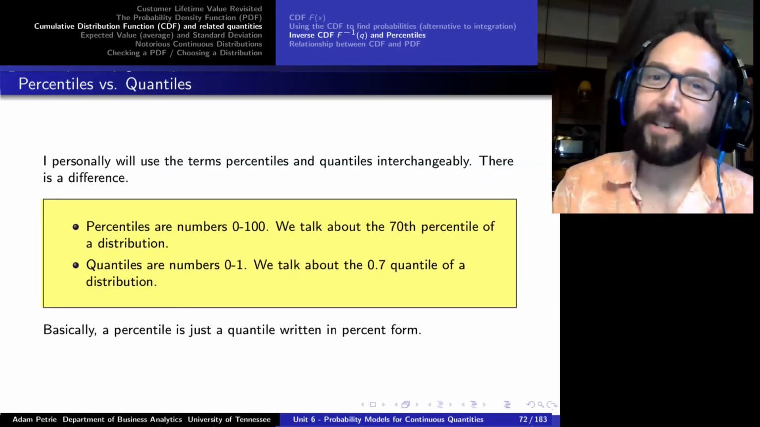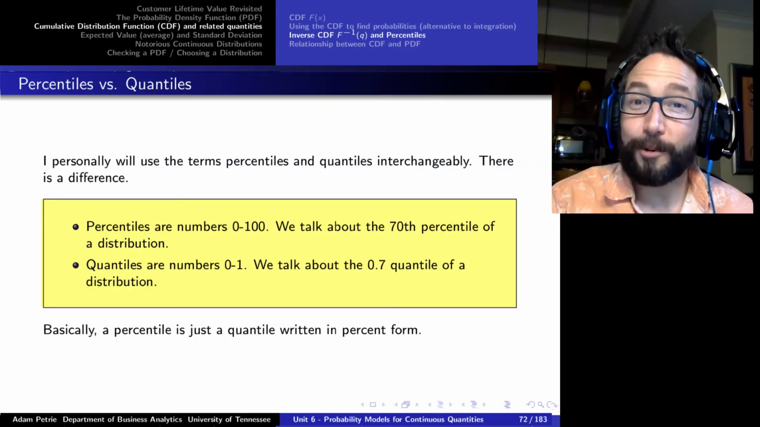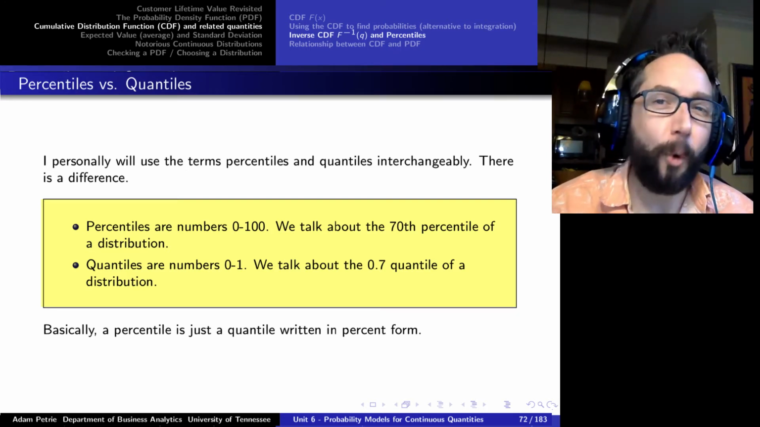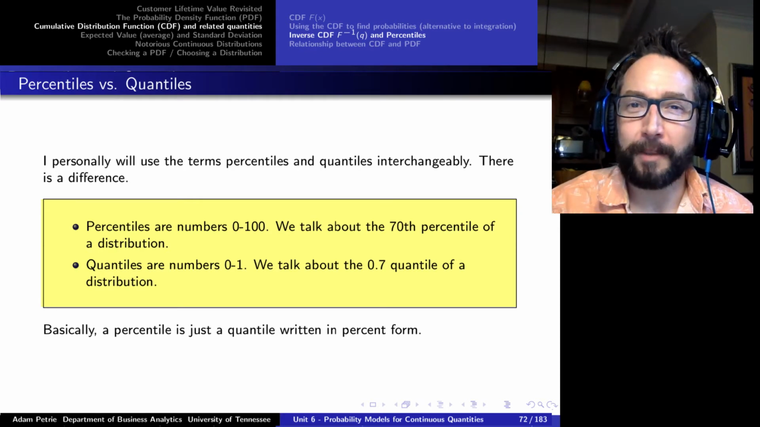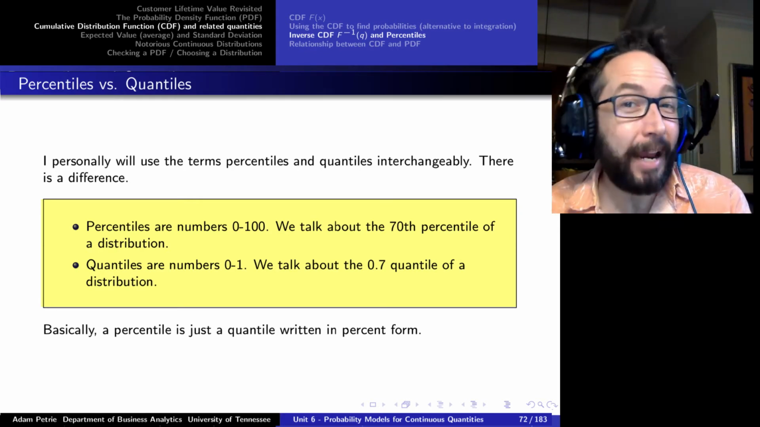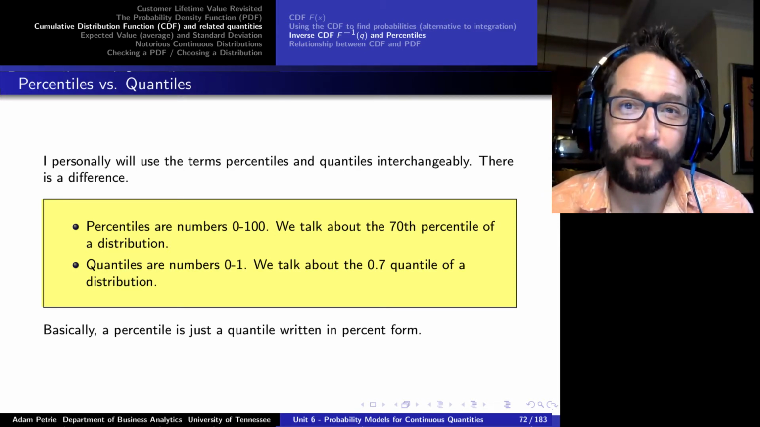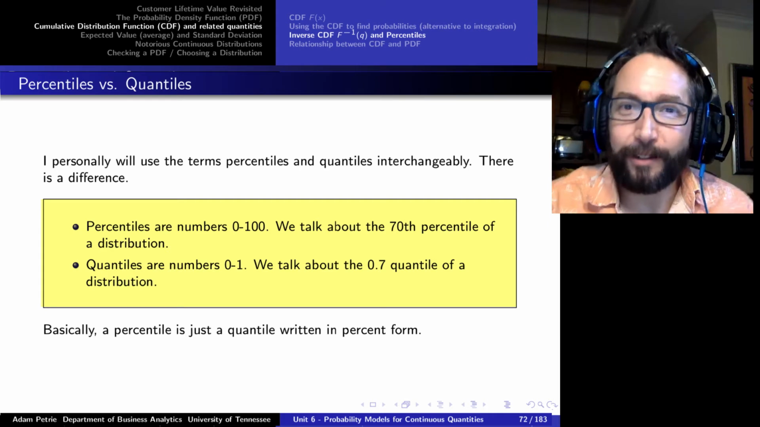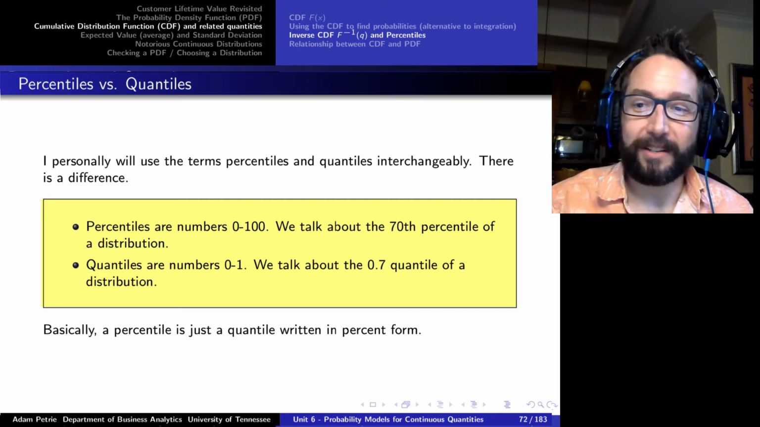So a little bit about notation. What's the difference between a percentile and a quantile? Well, they're really talking about the same quantity. A quantile is just a number that's going to be written between 0 and 1. A percentile is going to be written as that same number, just in percentage terms. So between 0 and 100. So the 0.7 quantile corresponds to the 70th percentile.